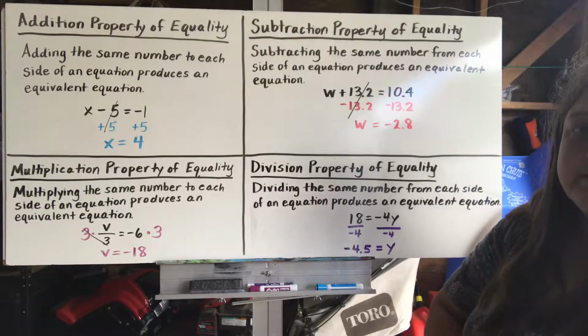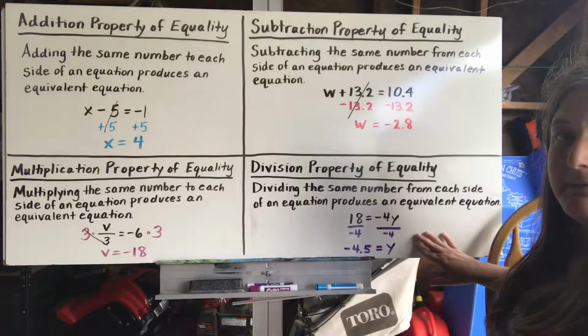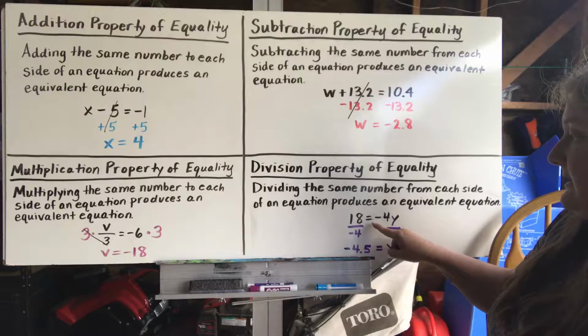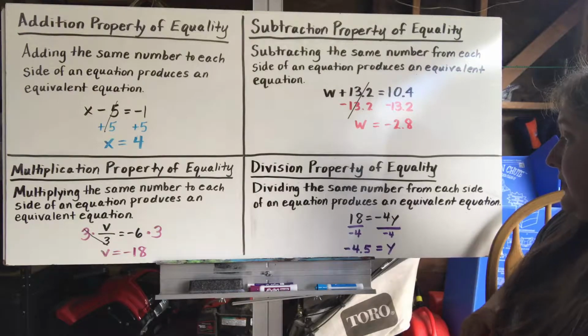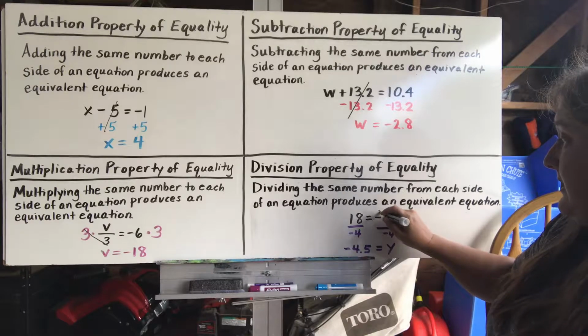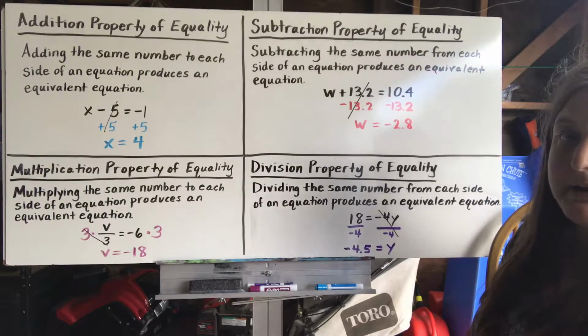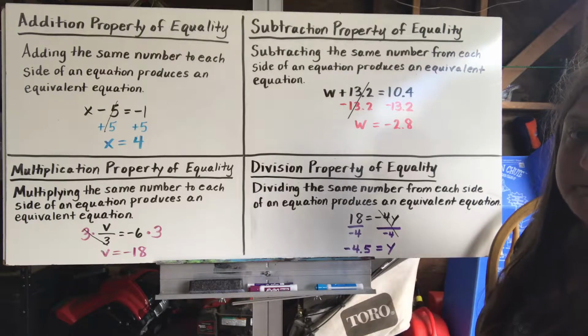And last but not least, dividing. As long as I divide both sides of my equation by the same number, I will have an equivalent equation. So I started with 18 equals negative 4y. I'm dividing both sides by negative 4. So here, negative 4 and negative 4 will cancel out. And 18 divided by negative 4 leaves me with negative 4.5 for the value of y.